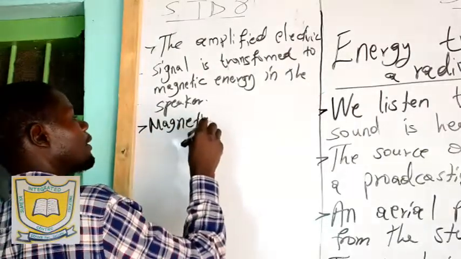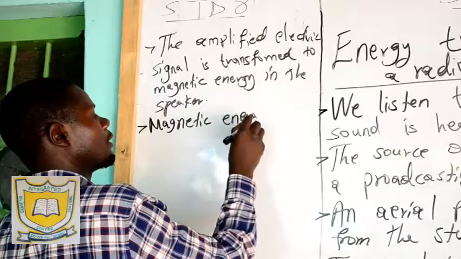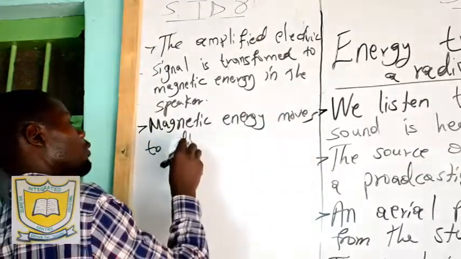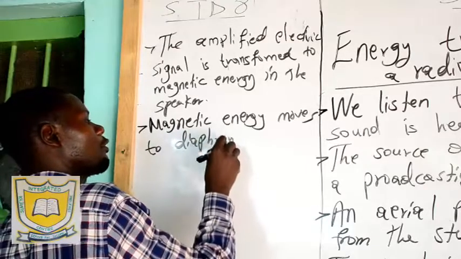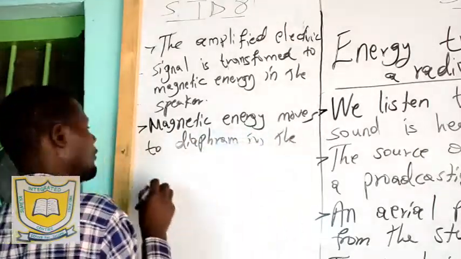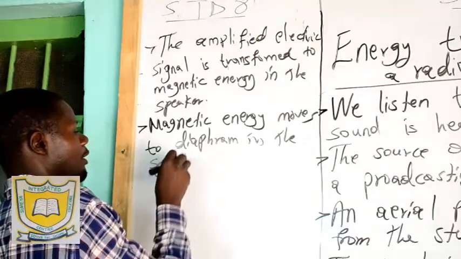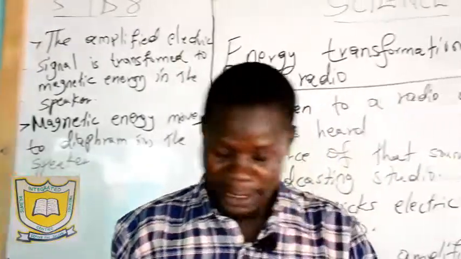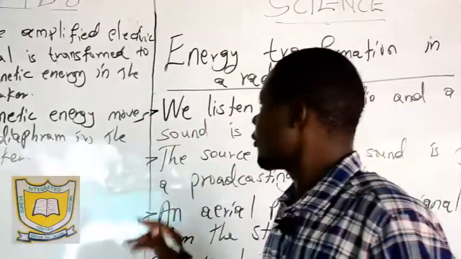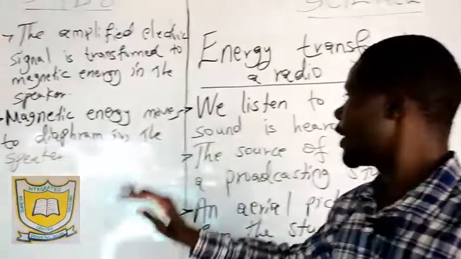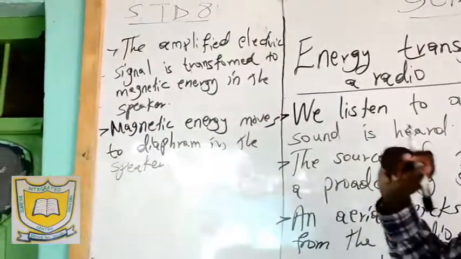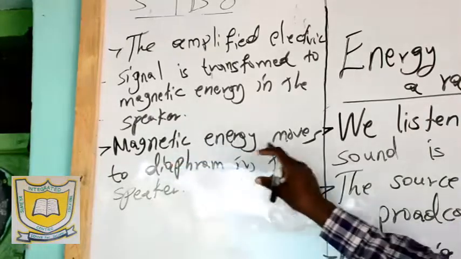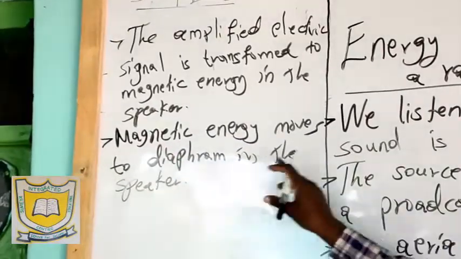Magnetic energy moves to the diaphragm in the speaker. Okay, we still have the transformation. After the amplification of the electric signal, it is sent to the magnetic energy which is found in the speaker, and lastly the magnetic energy moves to the diaphragm in the speaker.